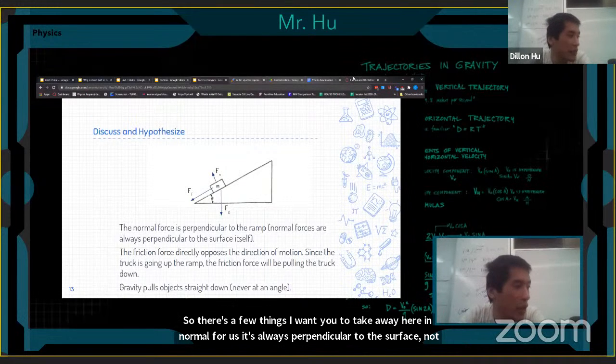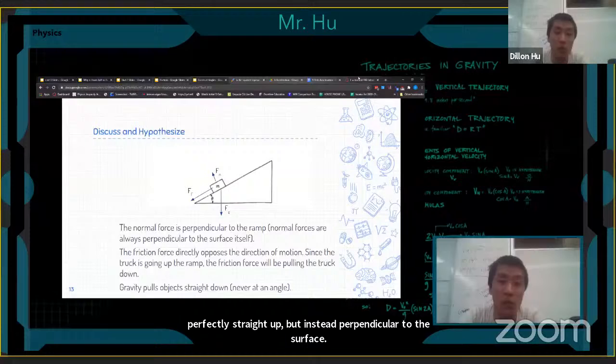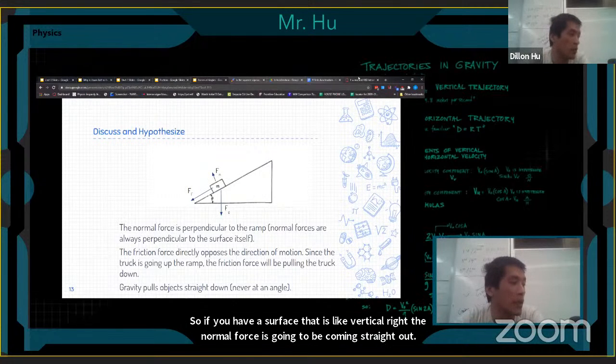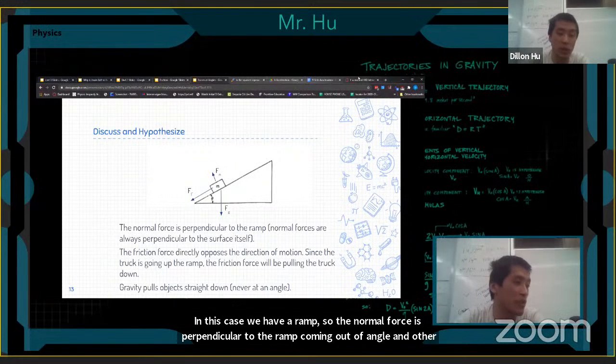Another takeaway here is that the force of gravity always pulls objects straight down. It does not care about angles. It just pulls them straight to the center of the earth. And the friction force always opposes the direction of motion. Since the truck is going up the ramp, the friction force is going to be pulling the truck down.